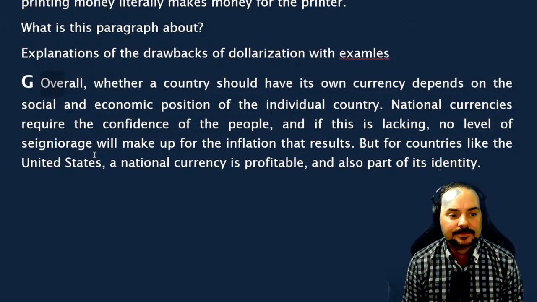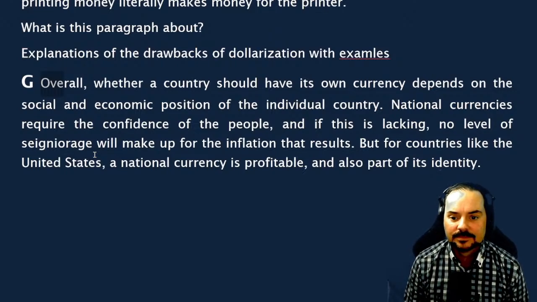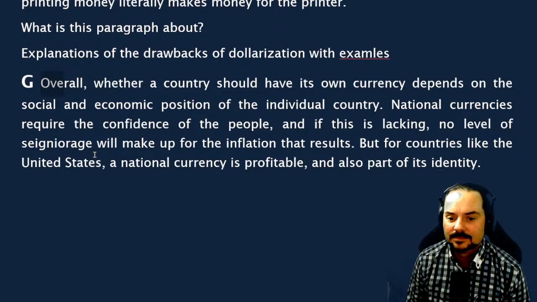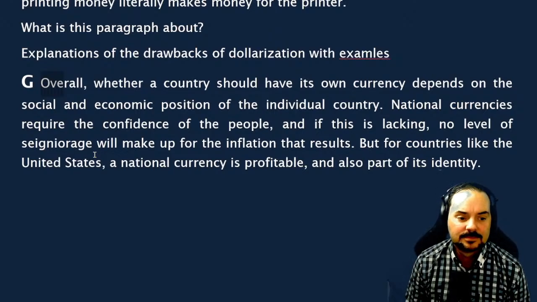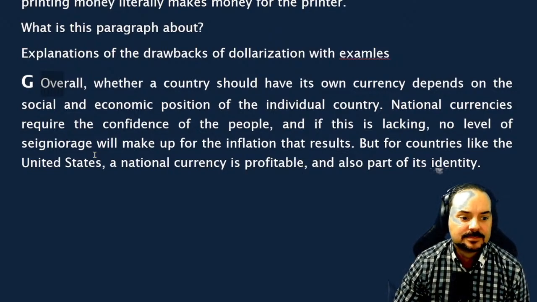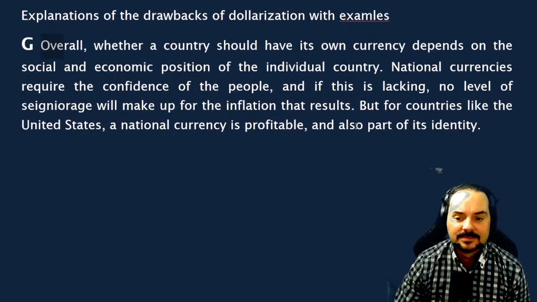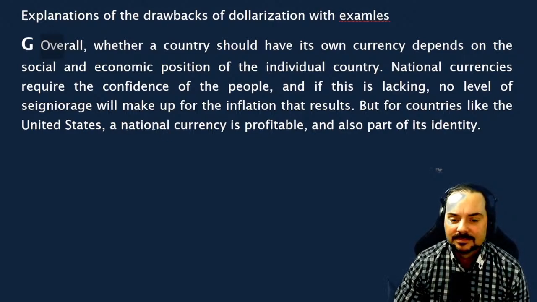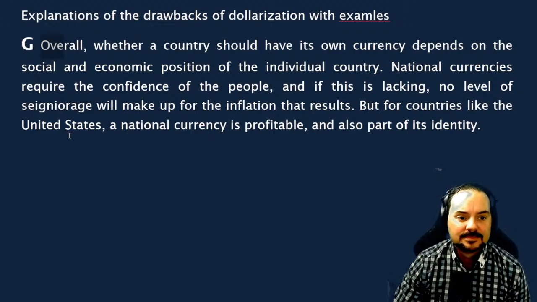Okay. Overall, whether the country should have its own currency depends on the social and economic position of the individual country. National currencies require the confidence of the people, and if it's lacking, no level of seigniorage will make up for inflation that results. But for countries like the United States, a national currency is profitable and also part of its identity.